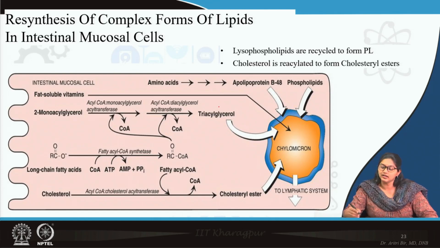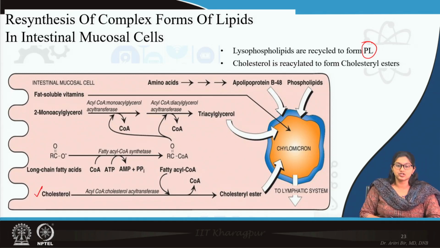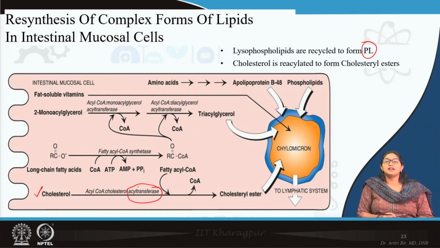lysophospholipid are recycled to form phospholipid. So, once again phospholipid is reformed. Similarly, cholesterol esters are also reformed by esterification of cholesterol, means fatty acid is once again attached to cholesterol with the help of the enzyme acyl coenzyme A cholesterol acyl transferase. So, basically whatever is digested in the intestine or inside the GIT is again reformed after absorption inside the enterocyte.